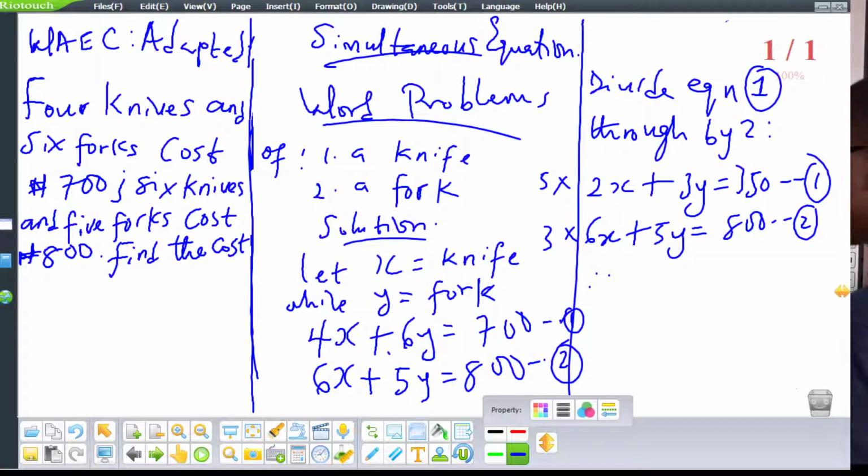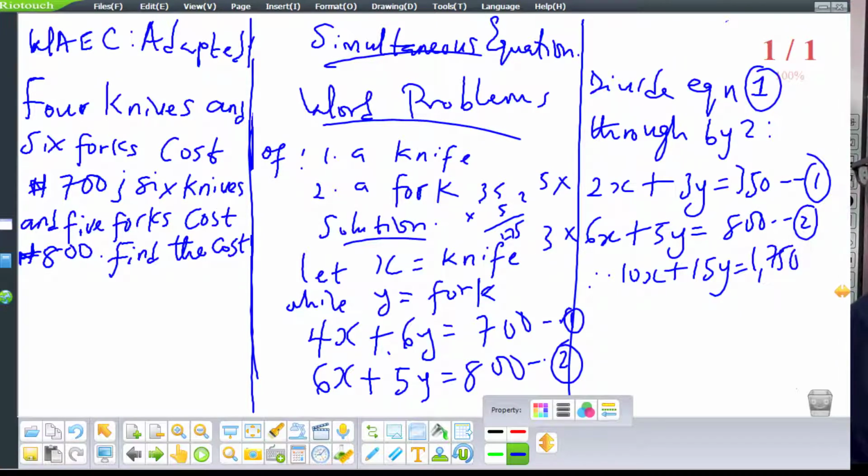So let's carry this out. This is going to be 5 times 2x, that's 10x, plus 5 times 3y, that's 15y, equals 350 times 5, that's going to be 1,750. Then multiply equation 2 by 3. So we have 18x plus 15y equals 3 times 800, that's going to be 2,400. This is equation 3 and this is equation 4.